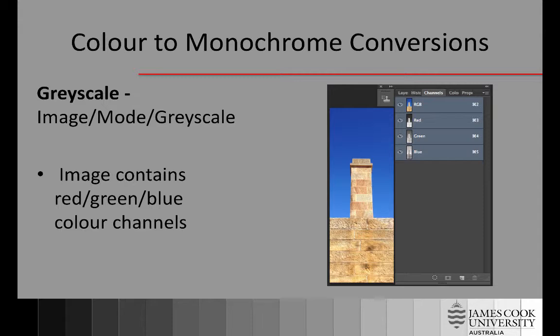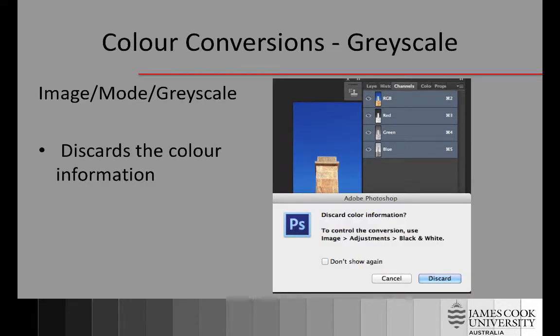So how do you convert? There's lots of ways to convert. You can just convert your colour image to grayscale. Go to Image, Mode and Grayscale. The image originally contains red, blue and green colour channels, so RGB, and when you convert to grayscale, it strips out all that information and leaves you with a grayscale image. Okay.